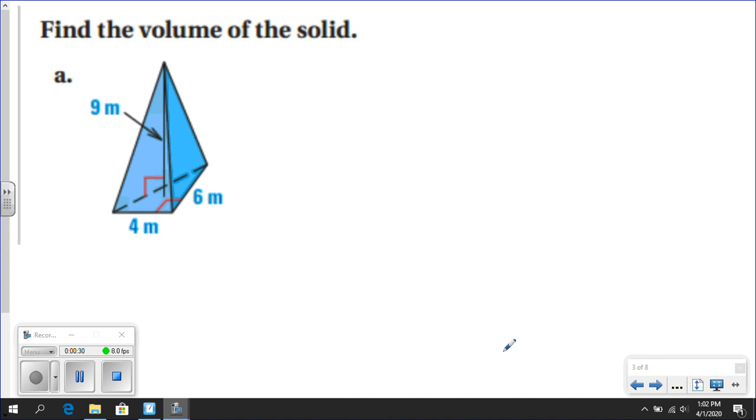So let's start with our first problem here. We're going to find the volume of this pyramid. So from the last slide, we know the volume is equal to 1/3 times the area of the base times the height. Well, if you look at the base here, we can see that the base is a triangle. So we have to use the area of a triangle. So volume is equal to 1/3.